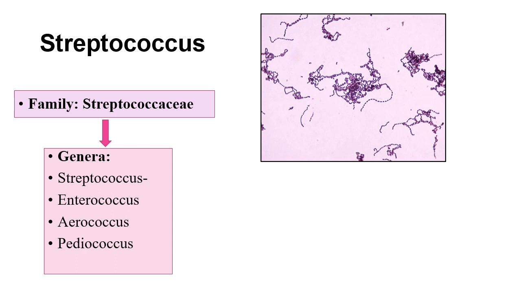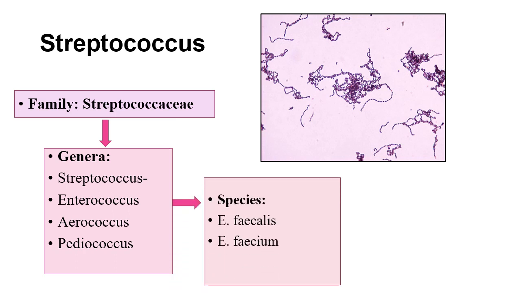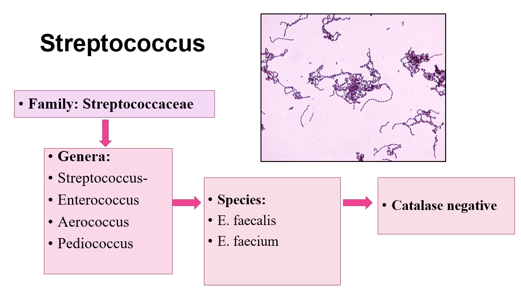We come to the next group, which is Streptococcus. The Streptococcaceae family has the following genera: Streptococcus, Enterococcus, Aerococcus, Pediococcus. Again, as you can see in the gram stain, it's gram-positive cocci in chains. Sorry. And the species of Enterococcus, just to give you an idea, is faecalis and faecium. And the important biochemical for this family is that they are catalase negative.